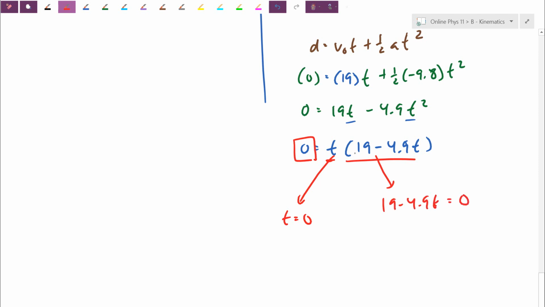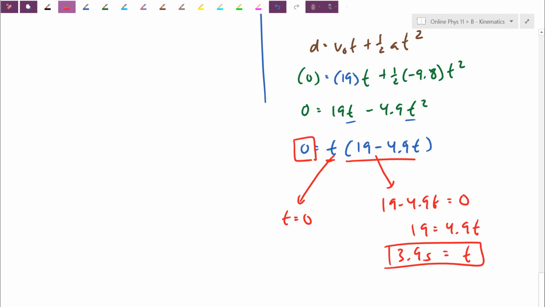That's the only way for two things multiplied to actually hit 0. We're going to solve through the math here. 19 is equal to 4.9t. The total hang time is now going to be 19 divided by 4.9, which is 3.9 seconds, 3.8 seconds, like we had predicted from earlier.